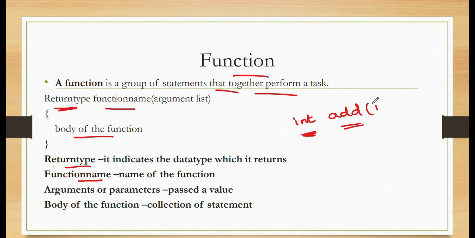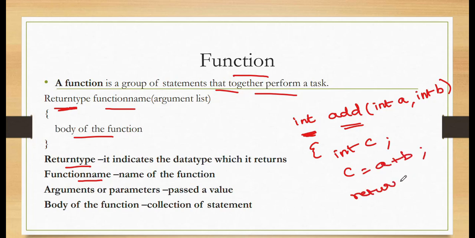Function name is add. To add anything, I need to pass two values, right? So int a, int b. This is called the argument list. I passed a comma b. You can also mention just a comma b, or you can use int a comma int b. No problem. And here I am using locally int c equal to a plus b, and then return c. The c value must be an integer data type. If you do not declare int, then it will be an error.